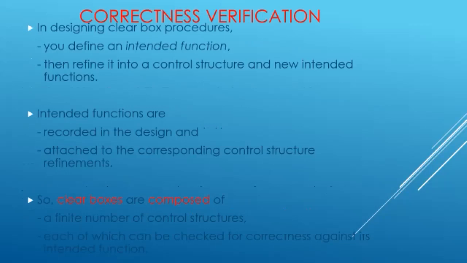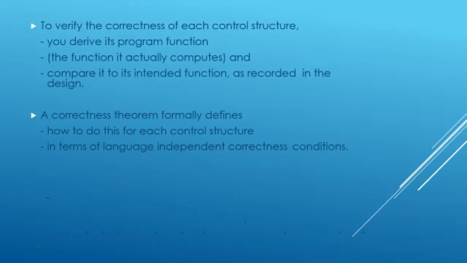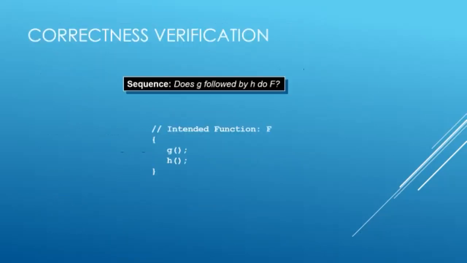Correctness verification. In designing clear box procedures, you define an intended function, then refine it into a control structure and new intended functions. Intended functions are recorded in the design and attached to the corresponding control structure's refinements. So clear boxes are composed of a finite number of control structures, each of which can be checked for correctness against its intended function. To verify the correctness of each control structure, you derive its program function. A correctness theorem formally defines how to do this for each control structure in terms of language-independent correctness conditions. This is the correctness verification example.